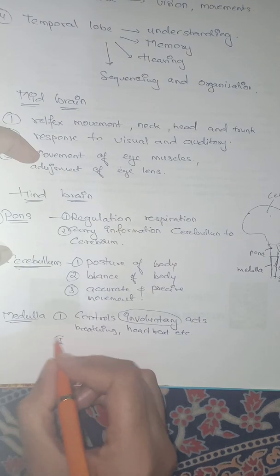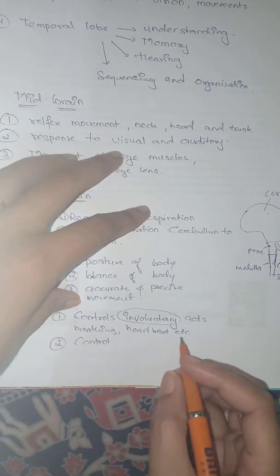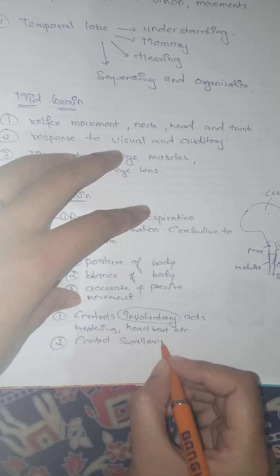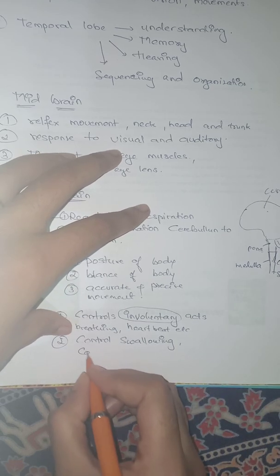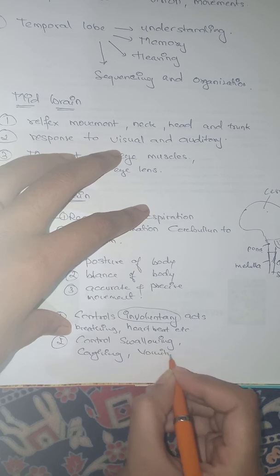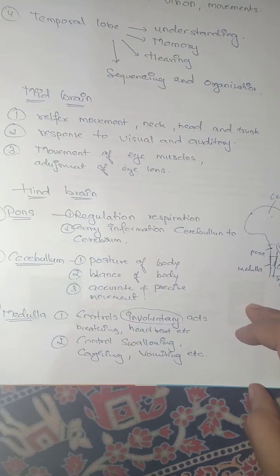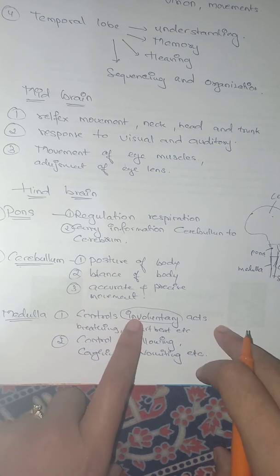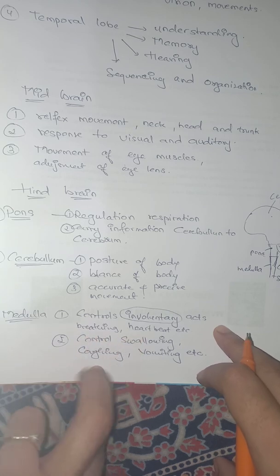They will also control swallowing of the food. They will also cause coughing and vomiting. So these are some important functions which are regulated by the medulla. That means it is the involuntary part of your brain, and it will help in some functions like breathing and the heartbeat.